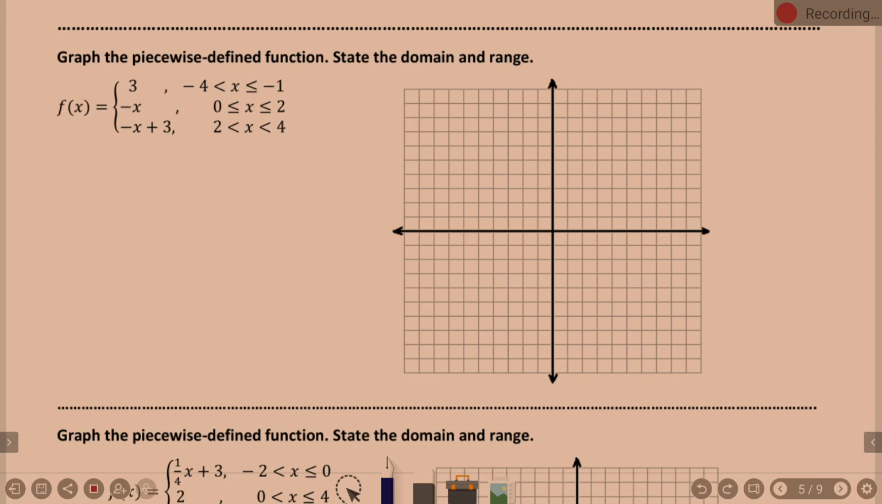So f of x is equal to, and you'll notice there are 3 different lines. That means we're going to draw 3 different pieces. So let's start with the first piece. It just says 3. Keep in mind that's like f of x equals 3, or I'm going to think of it as y equals 3. Now, we talked about what y equals a number looks like, so that might help you.